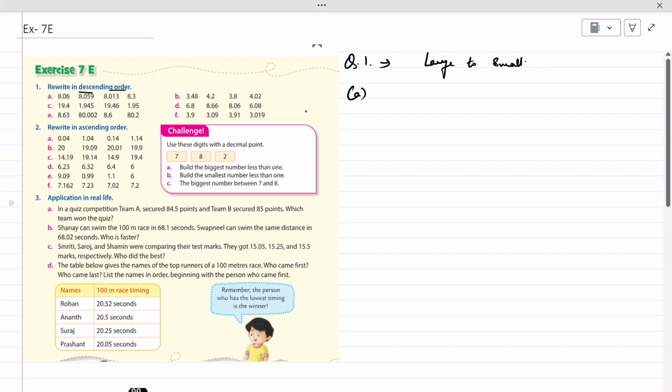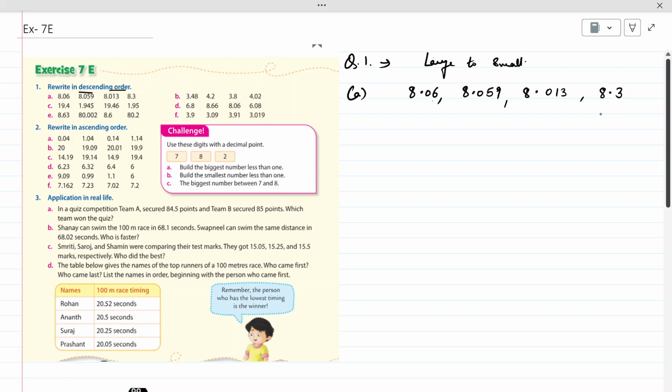Now, let us pick the first part where we have 8.06, 8.059, 8.013, and 8.3. Okay, so these are the numbers given to us. So kids, when you see all these numbers, we see that the number of decimal places is not the same. In the first one we have 2 decimal places, we have 3 here, 3 here, and 1 in the last one. So let's do one thing.